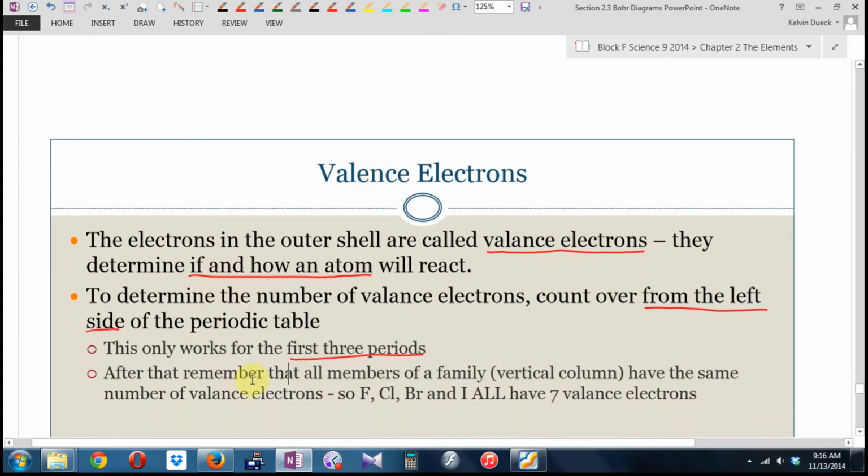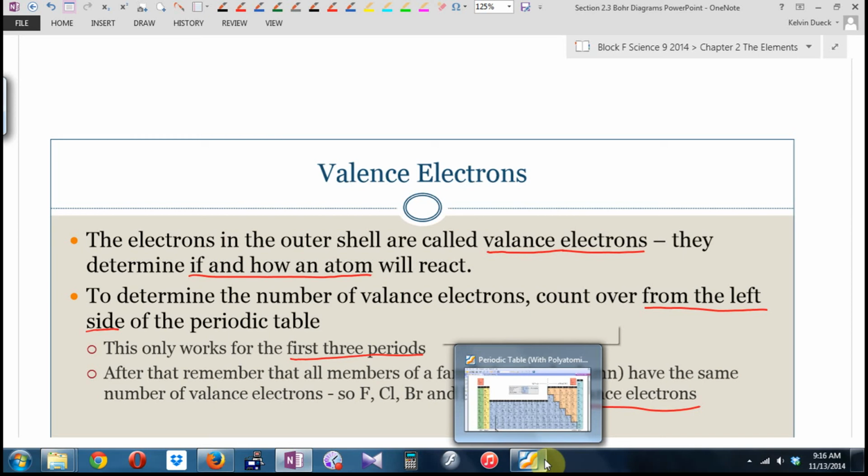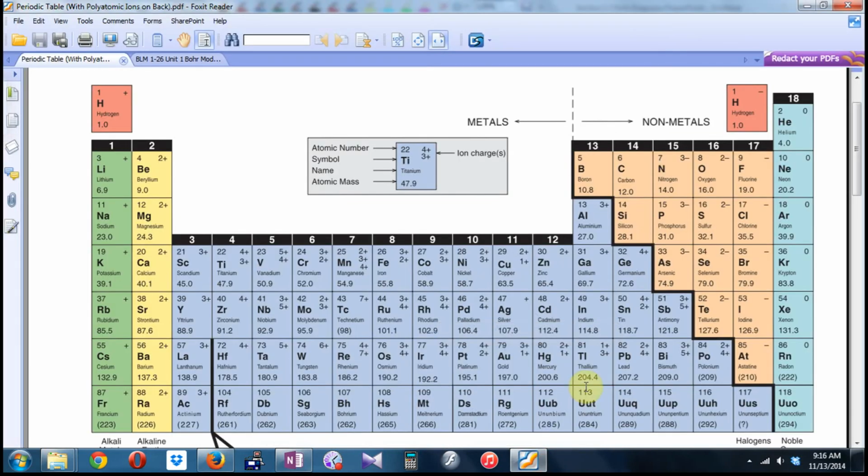Remember that all members of a family, a vertical column, have the same number of valence electrons. So F, Cl, Br, and I all have 7 valence electrons. Even though technically you could say, hey, Mr. Dueck, shouldn't iodine have 1, 2, 3, 4, 5, 6, 7, 8, 9, 10, 11, 12, 13, 14, 15, 16? No, it has 7.